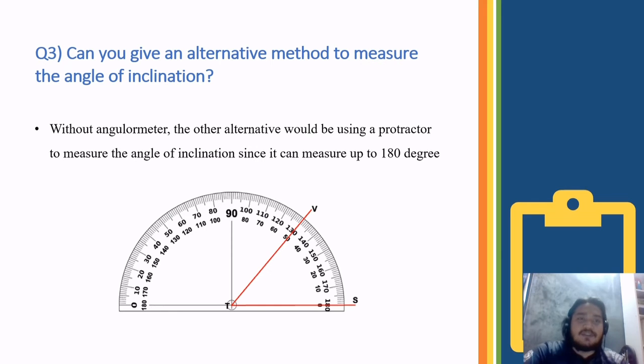Onwards to the next question: can you give an alternative method to measure the angle of inclination? Without the proper equipment, since the experiment is conducted at home, we are using a protractor to measure the exterior angle.